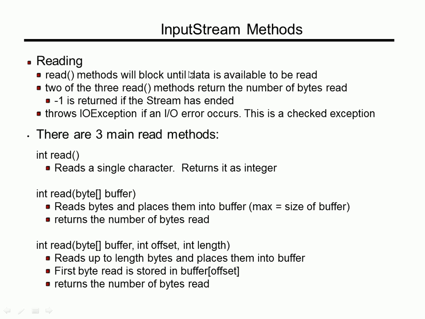Two of the 3 read methods return the number of bytes read, and -1 is returned if the input stream has ended. So if you want to know whether you've gotten to the end of the file, the read method returns an integer, -1. So you read the data while the input stream read is not equal to -1. When it's equal to -1, it means you've gotten to the end of the data, so you have to stop reading.